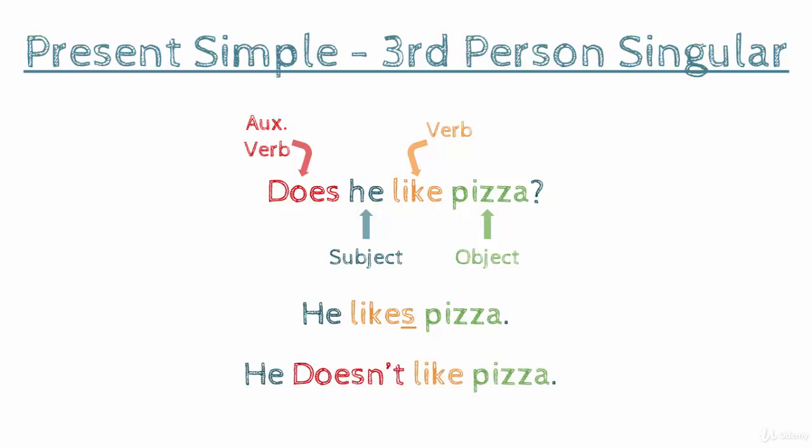Negative answer, he doesn't like pizza. Now pay attention because I have the subject he, I have the auxiliary verb in the negative, doesn't, the verb like, no S, okay guys, and the object pizza. We only use the S in the affirmative, okay? Let's take a look at some examples.